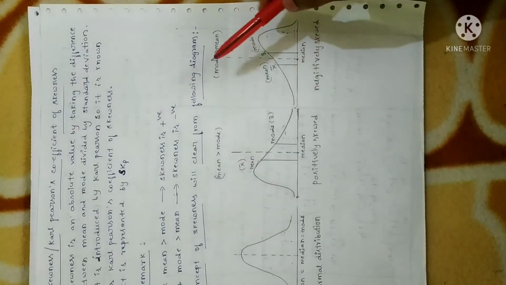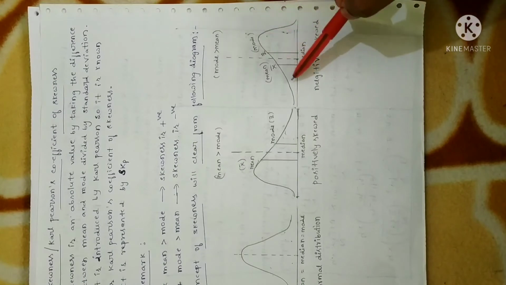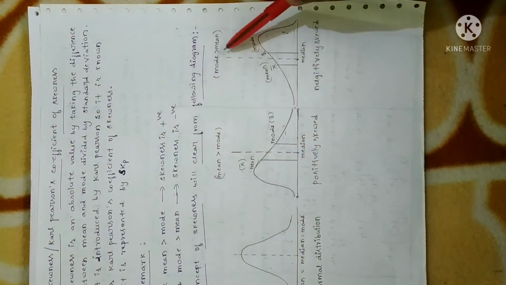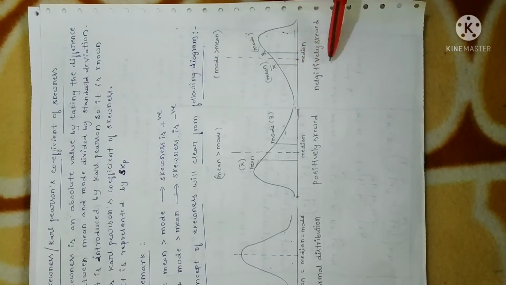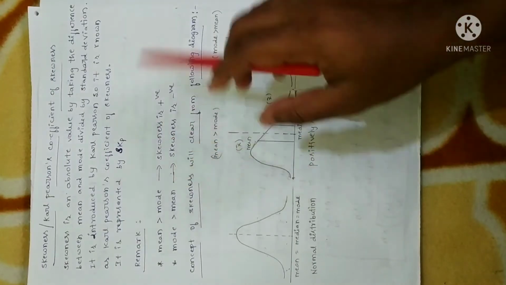Similarly, in the case of negatively skewed data, this is the central tendency, and you can clearly note that this region represents the mode, whereas this region represents the mean. So in this case, mode is greater than mean. So that is what I have written. You have to remember this: in negatively skewed data, mode is greater than mean. So you have to remember this key point.